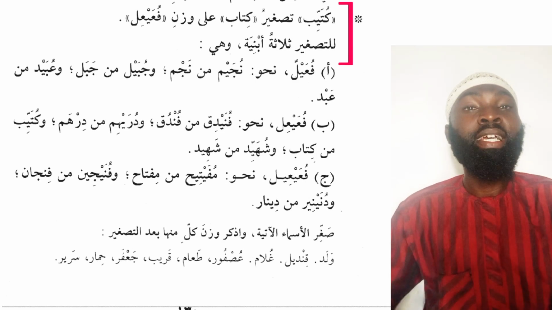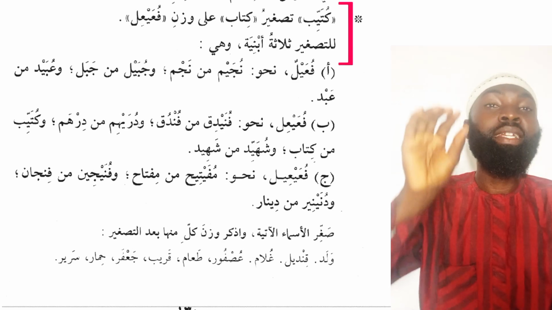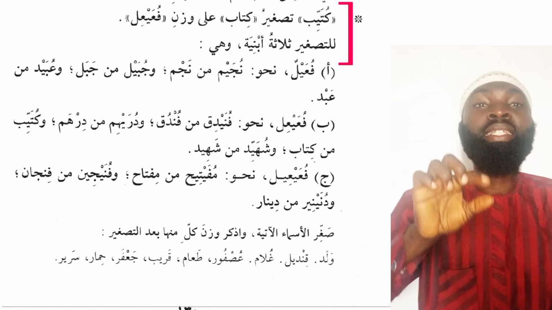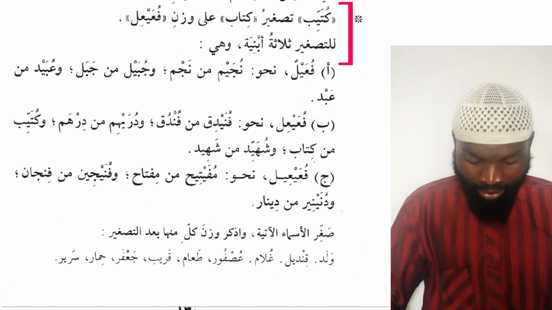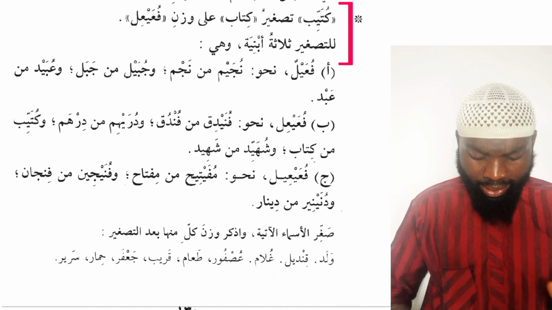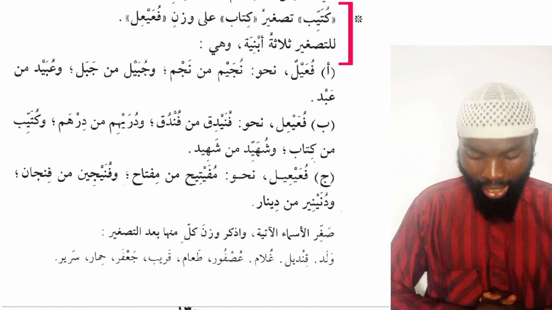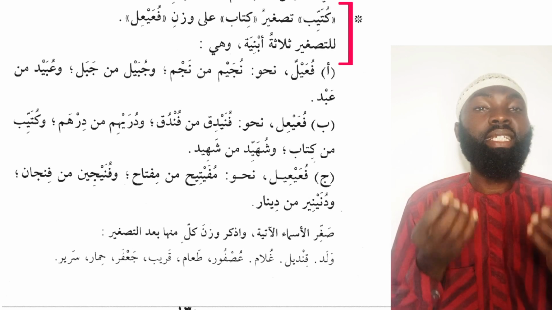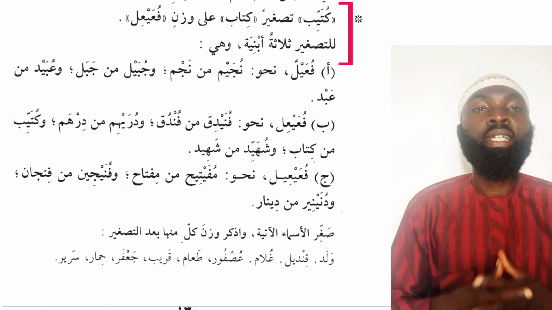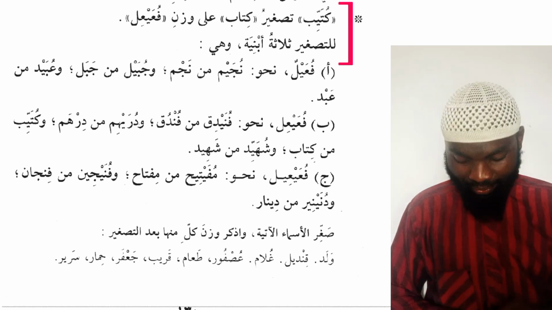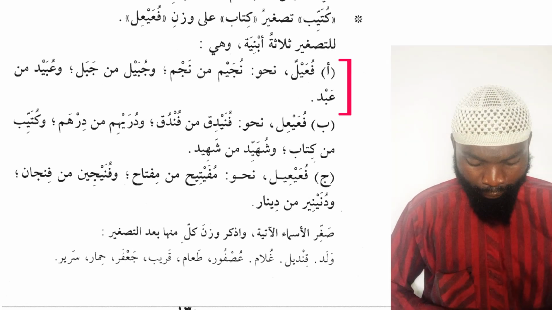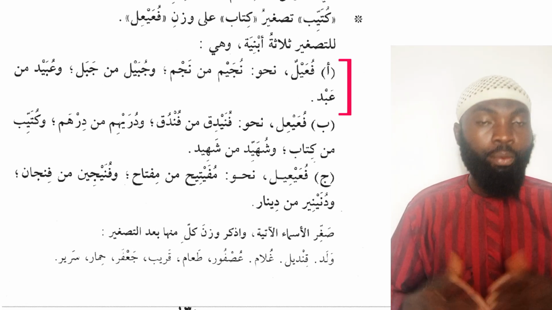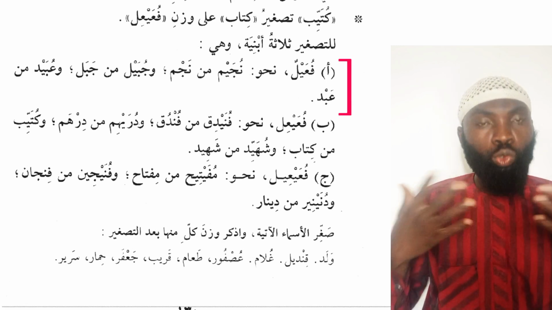So kutayyibun, the alif there from kitabun is also formed into ya. That's why we now have ya umishad. That is kutayyibun. Now let's look at litasgir thalathatun abniya. For forming the nouns into these small forms, there are three patterns. The first pattern is what? Fu'ailun. That is the most common pattern. From this you have the word uleidun, nujaimun, and the rest.